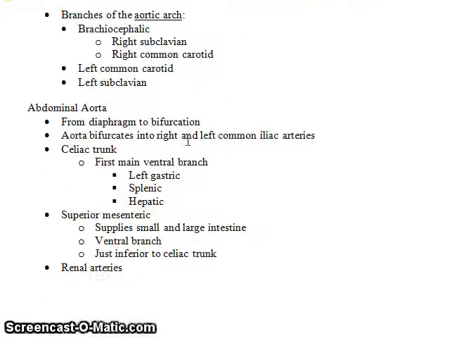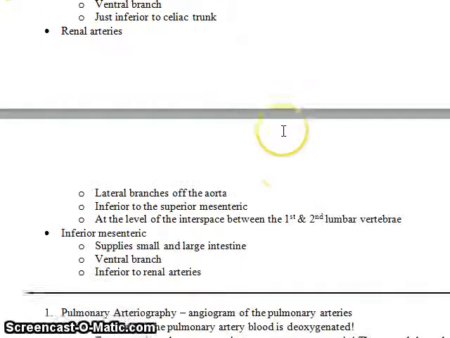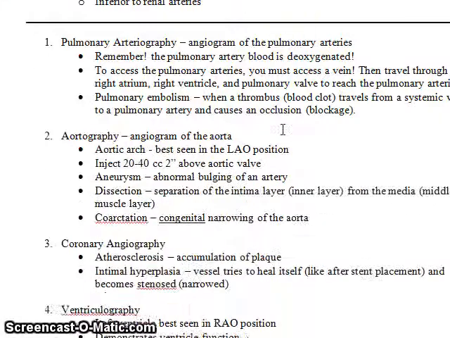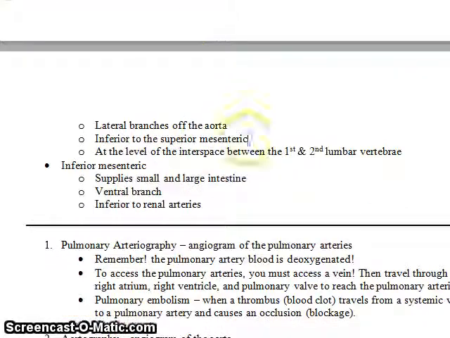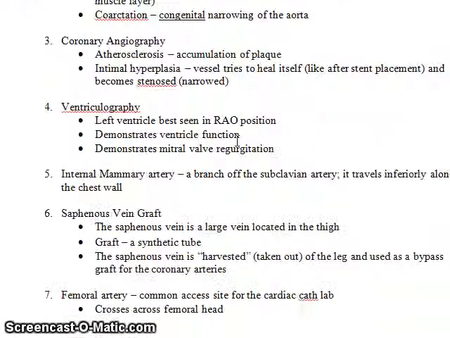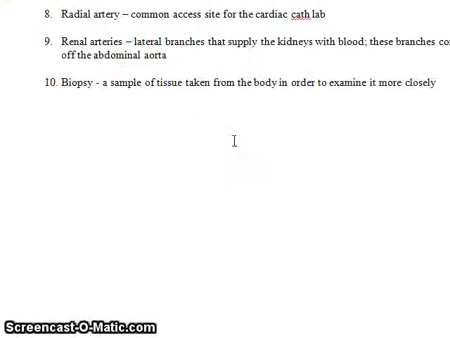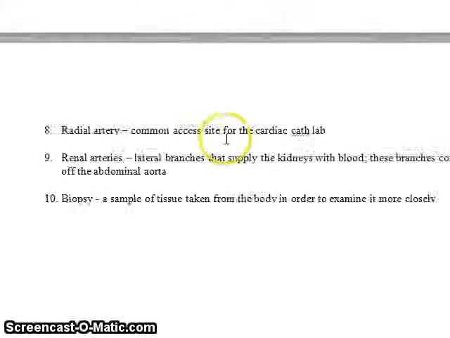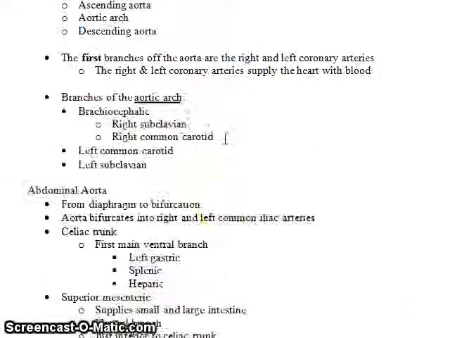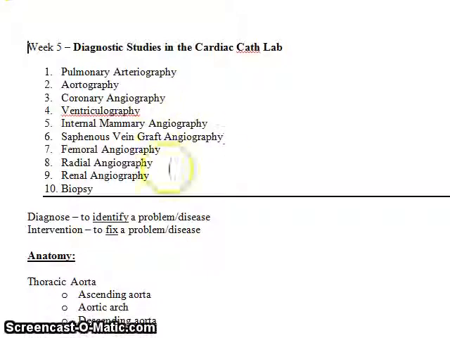So I try to put all of that in Word format, and if you follow along with the pictures, and again, it takes a lot of practice, you will have a really good foundation of the anatomy.